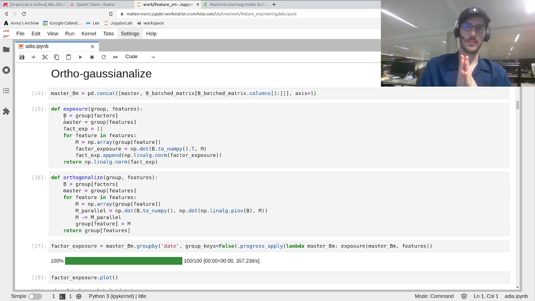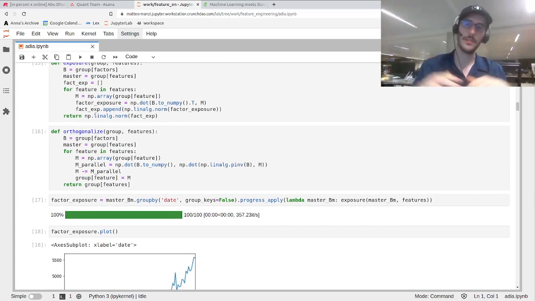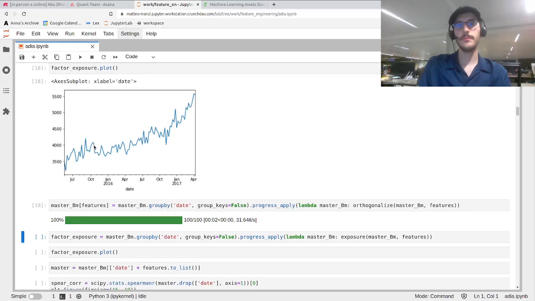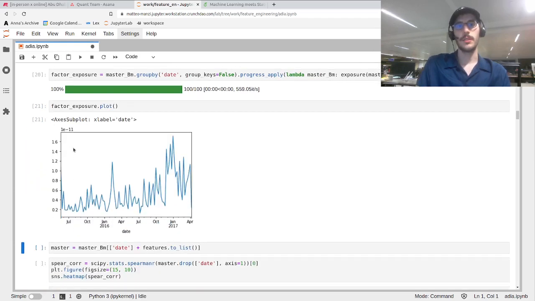Now you have to know that factors are not orthogonal to each other, so we cannot orthogonalize to all of them. We can orthogonalize in a least square sense. So we do matrix multiplication basically, and we project the feature into the space of factors, again expressed in a least square sense, and we subtract that component from the original feature. And so after doing this, we get a root sum square exposure which is 0.